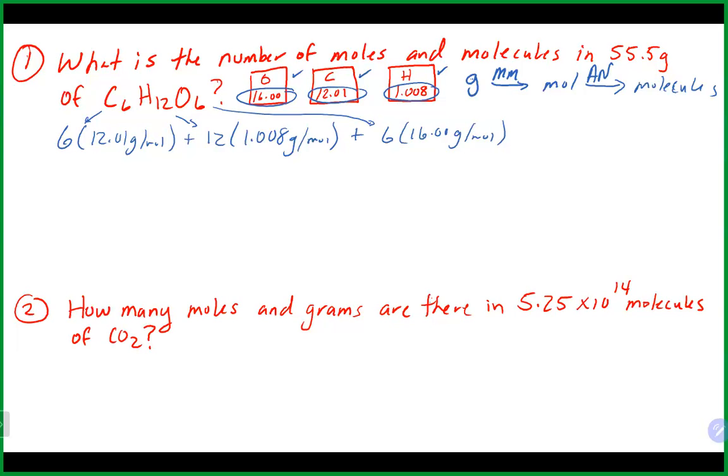Let's see here, 12.01 plus 12 times 1.008 and 6 times 16. Not bad. 180.2 grams per mole is the molar mass of this particular compound. Any questions on how I got that there?